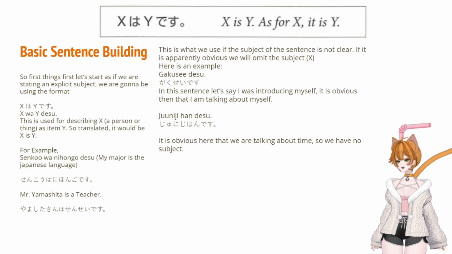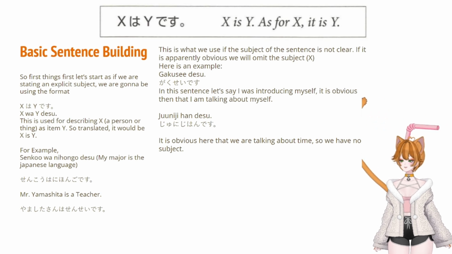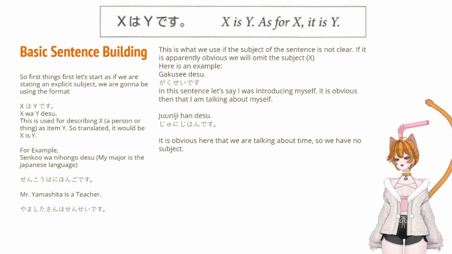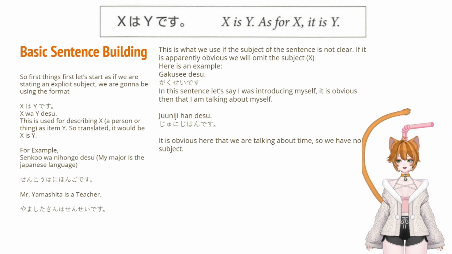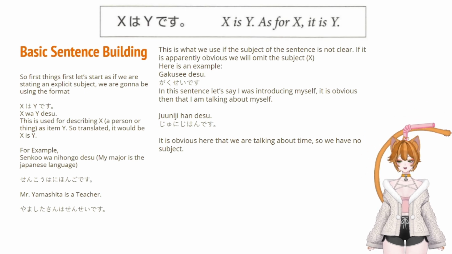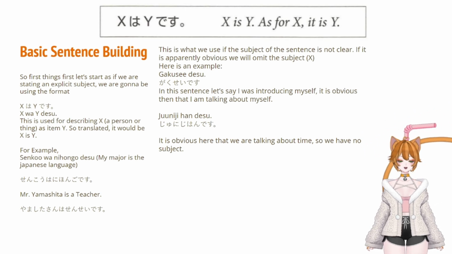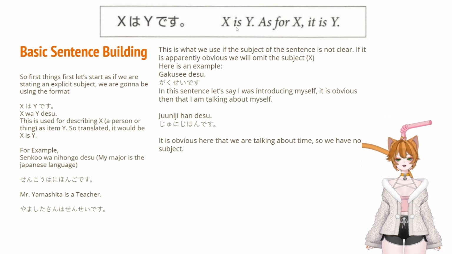So the first thing that we'll start with is stating with an explicit subject. And for that, we're going to be using the format of X wa Y desu. This is describing X, a person or a thing, as item Y. So translated, it would be X is Y. So as you can see up here, X is Y. As for X, it is Y.